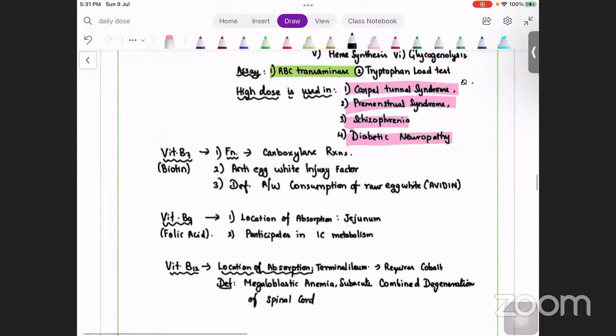Then vitamin B7, function is carboxylase reaction. So remember always, whenever you see the enzyme as a carboxylase, the cofactor is biotin. You can blindly choose. Deficiency is very, very rare, but it can be associated with consumption of raw egg white, which contains a protein called avidin. That's why vitamin B7 or biotin is also known as anti-egg white injury factor.